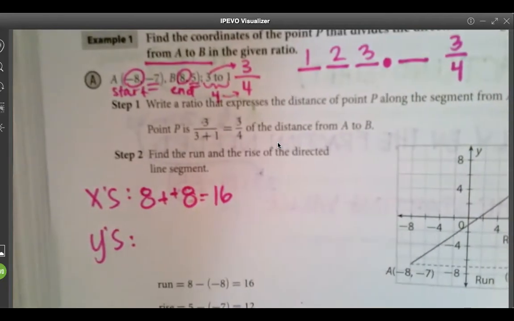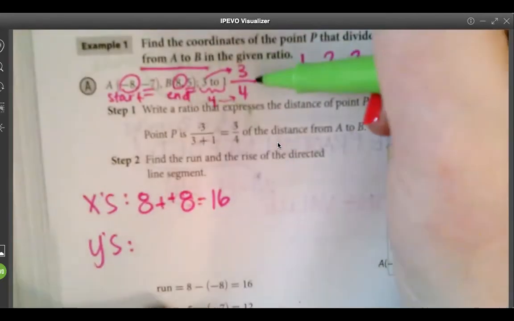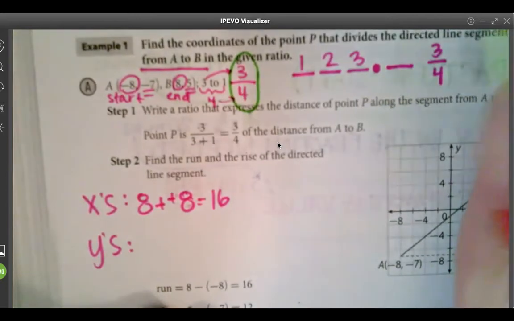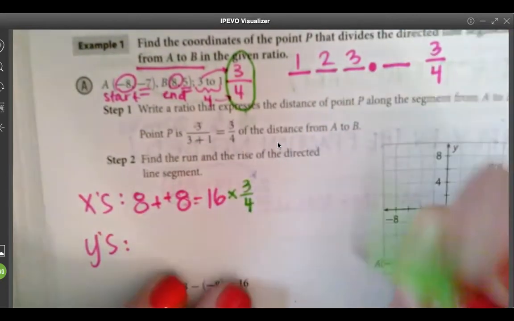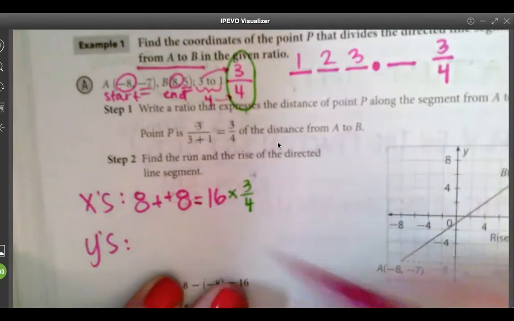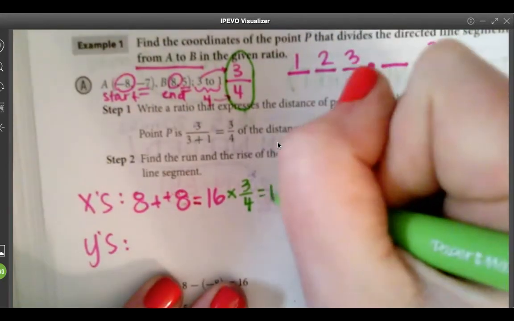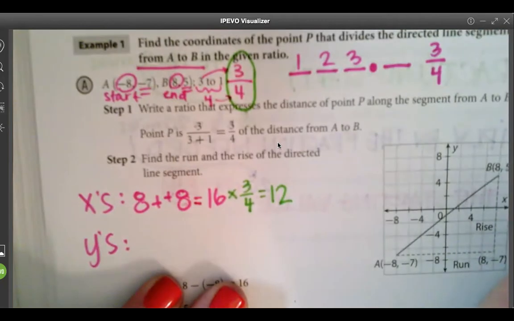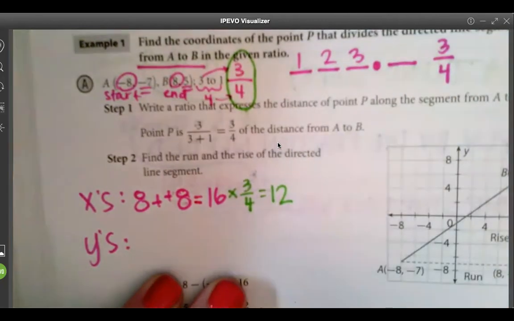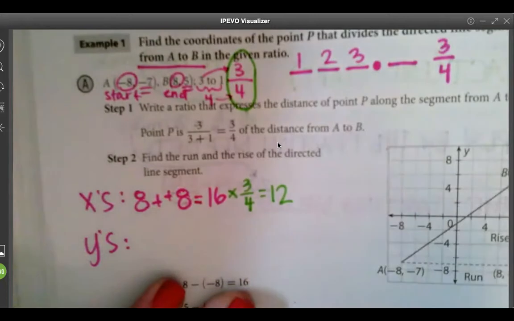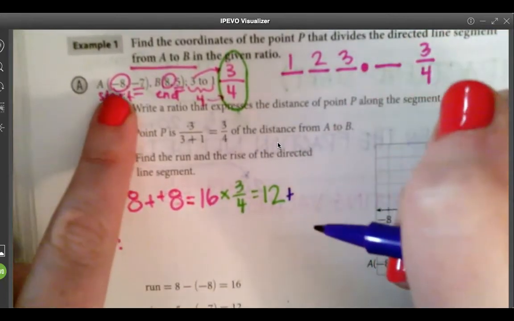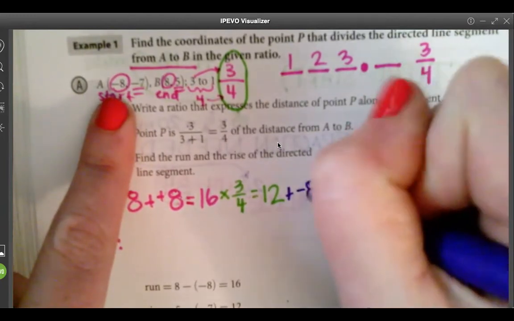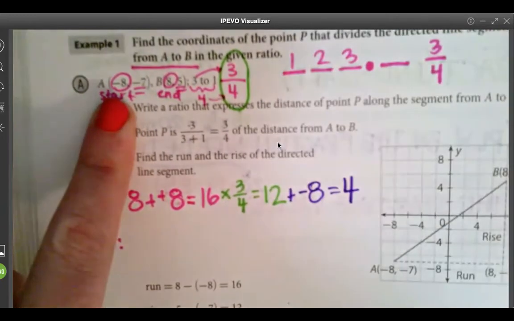Once again, we don't need all 16 spaces. We only need 3/4 of them. So we're going to multiply by 3/4, and that's going to give us 12. I need to go 12 spaces from the starting place. Starting place was -8. 12 plus -8 is 4.